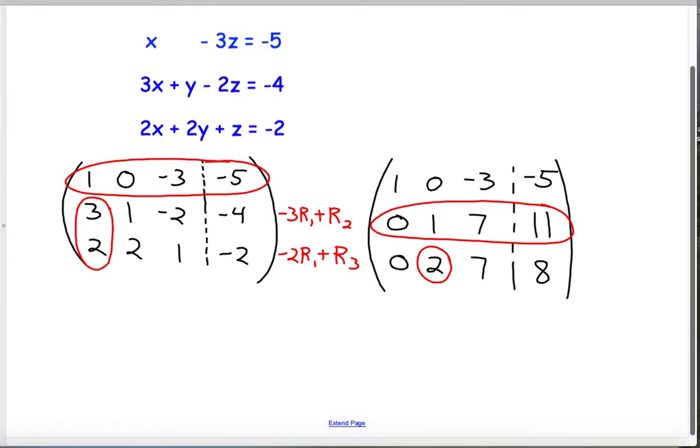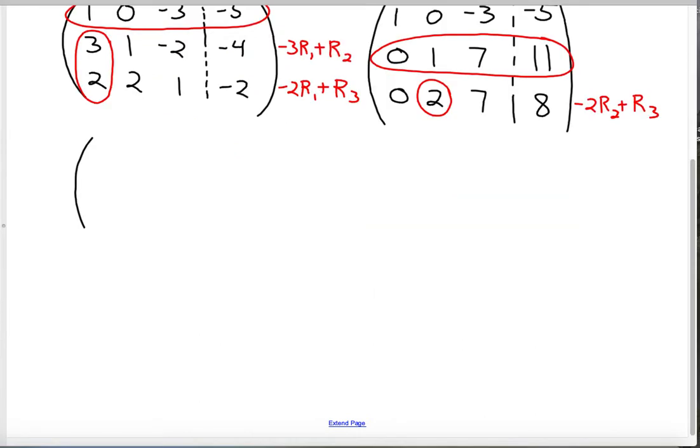So what I'd like to do to get rid of that 2 is take a copy of the second row and multiply it by negative 2, and then add that to the third row, thus changing my third row. So my first row, scroll up a little, stays the same: 1, 0, negative 3, negative 5. My second row also stays the same.